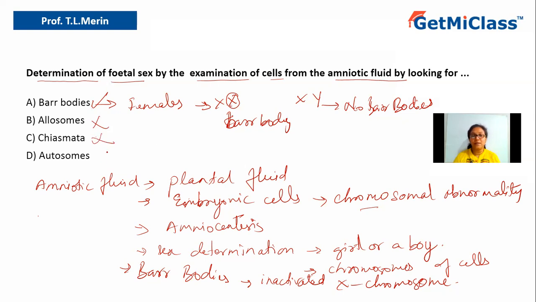Autosomes are the remaining type of chromosomes which are present apart from the sex chromosomes. In human beings we have 22 pairs of autosomes and one pair of allosomes. They will not be considering the autosomes for determining the sex, because sex is determined based on the allosomes and not autosomes.